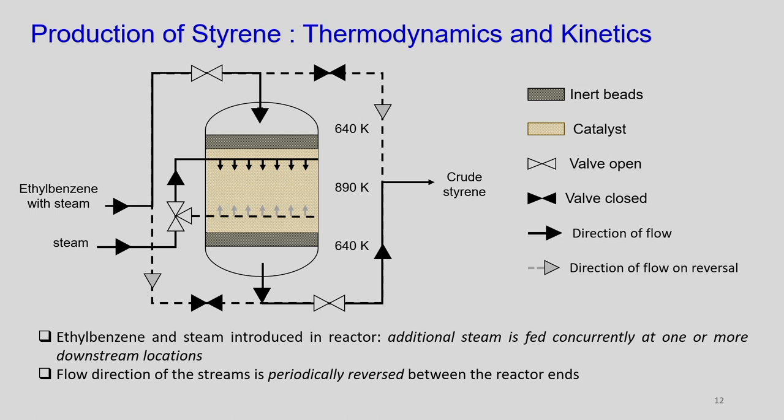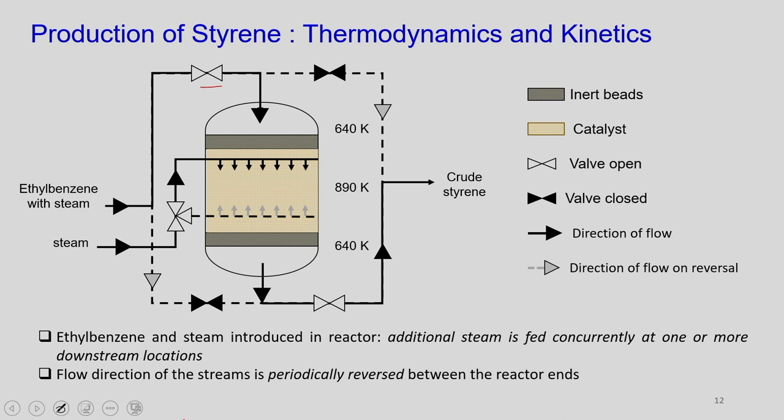In the first cycle, if you see, I made it open. While it is open, you add the ethyl benzene and steam together on the top, where the temperature is less. Now the temperature is less, so it is getting added, and intermittently you also add steam in the first cycle.